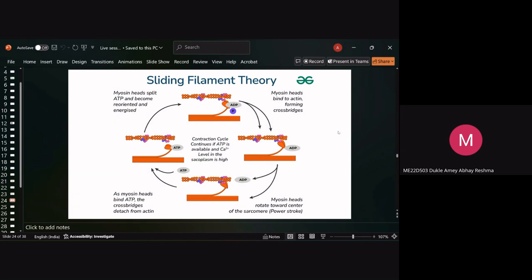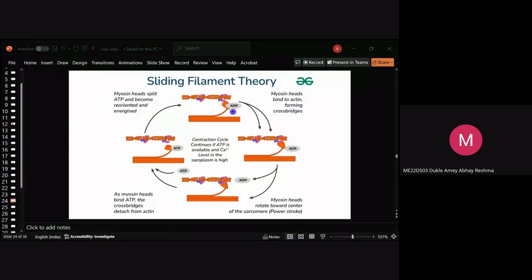Your neurons basically release ATP and calcium, and based on the amount of calcium present, there will be that many number of motions actually.